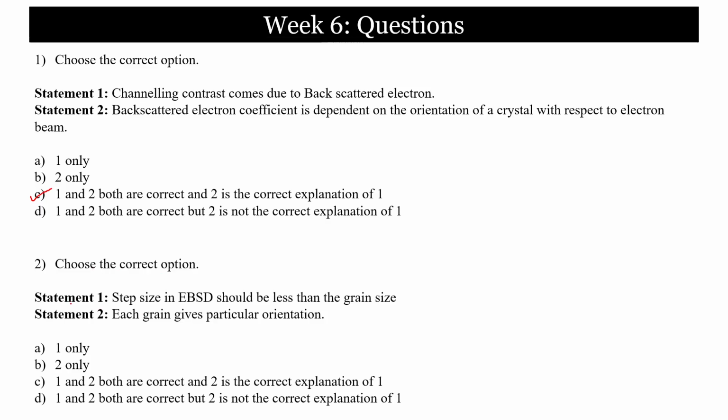Statement 1 says that the step size in EBSD should be less than the grain size. This statement is very much correct. Statement 2 says that each grain gives a particular orientation. Yes, this is also correct. To find out the misorientation and everything, we use this EBSD technique. So each grain gives a particular orientation. This is also correct. So is statement 2 the explanation of 1, or is it just that both the statements are correct and nothing is explained by statement 2? Any comments?